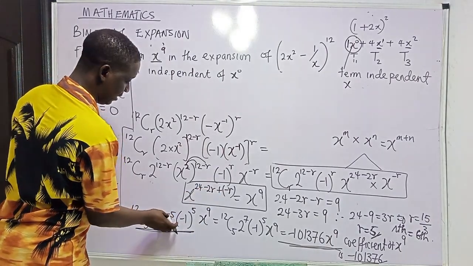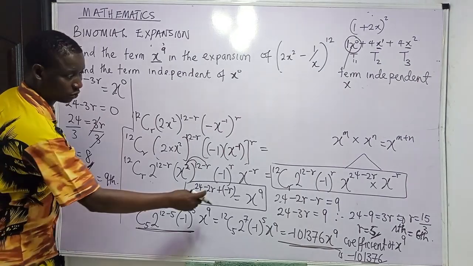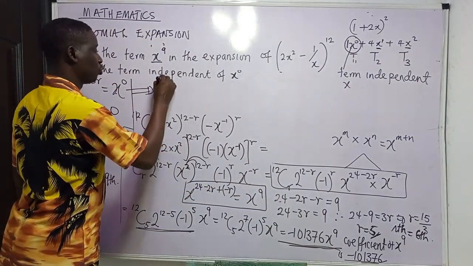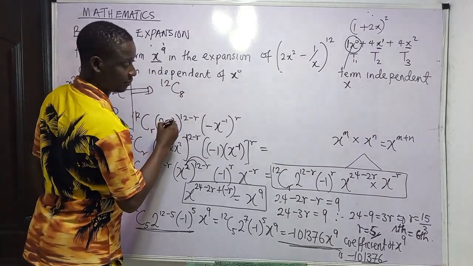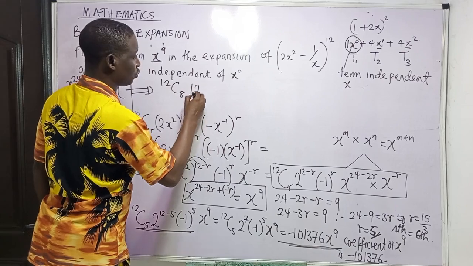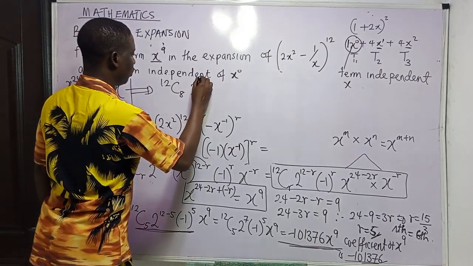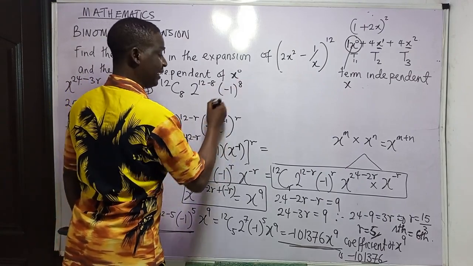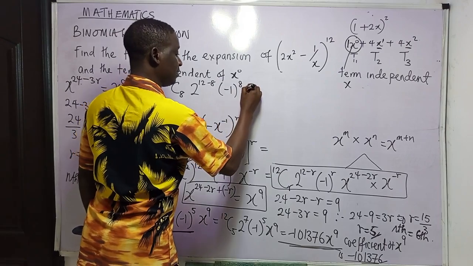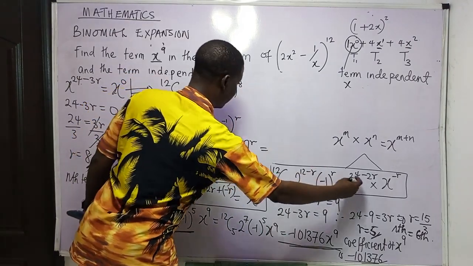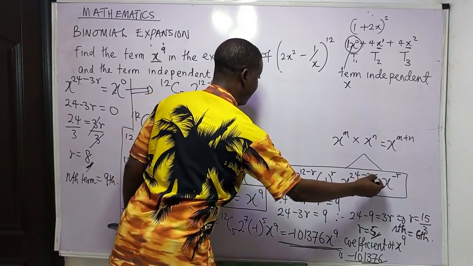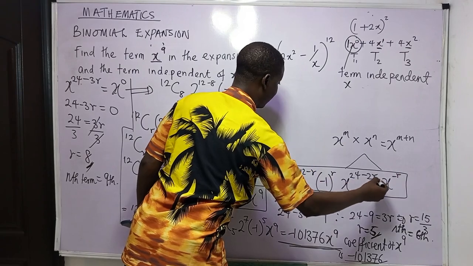Now put it back again into that equation. So what we are going to have will now be 12 combination 8 into bracket 2 raised to power 12 minus 8 into bracket minus 1 raised to power 8. Then this one will be s raised to power 0, because if you put 8 here, everything here will give you s.